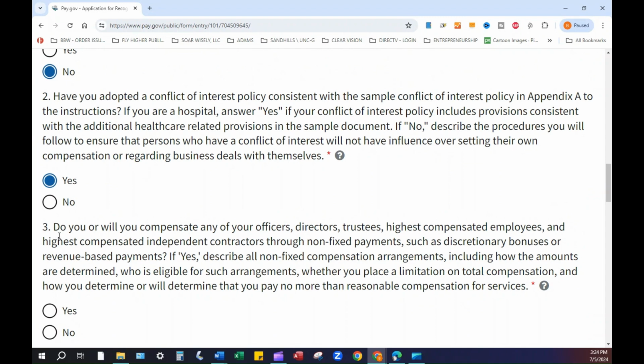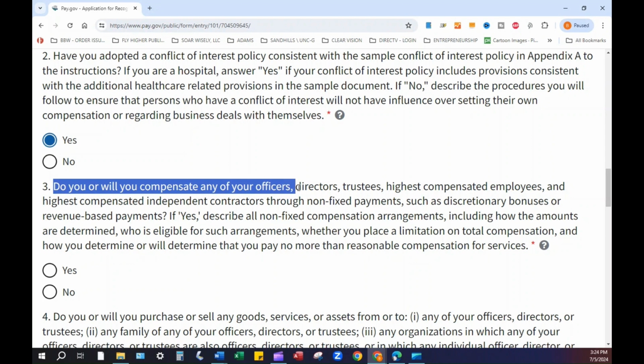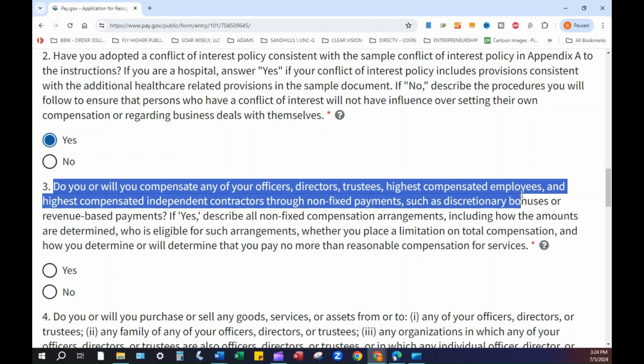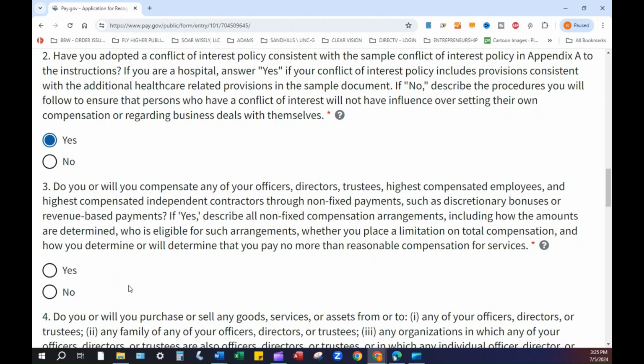Okay. So number 3, do you or will you compensate any of your officers, directors, trustees, highest compensated employees, and highest compensated independent contractors through non-fixed payments, such as discretionary bonuses or revenue payments? Now, I actually answered no. The reason I answered no, I personally do not feel that a nonprofit should get a bonus. Like you're on the board of directors, you're the executive director, you're the treasurer, the secretary. I don't feel that you should receive a bonus.